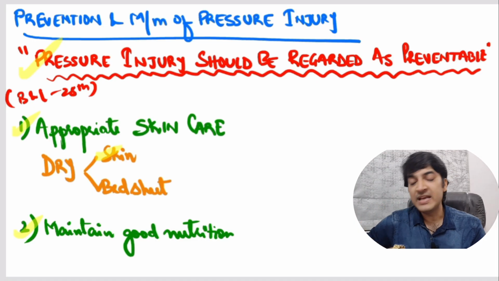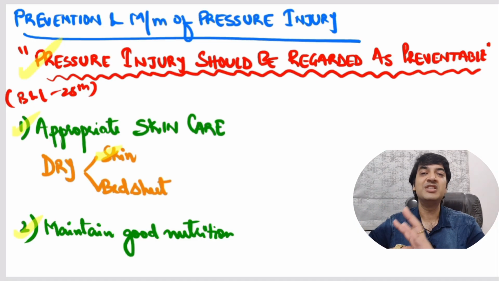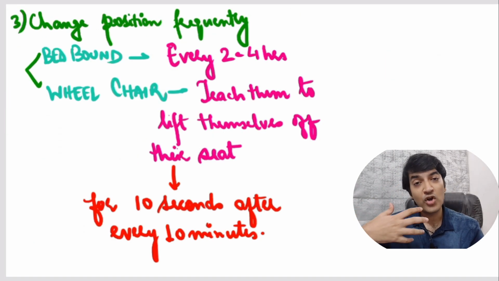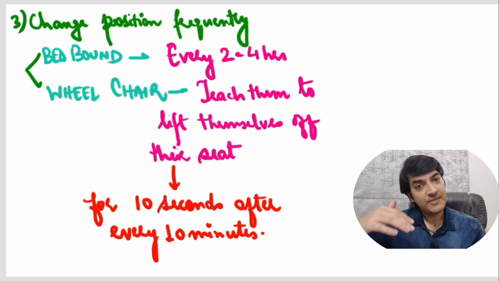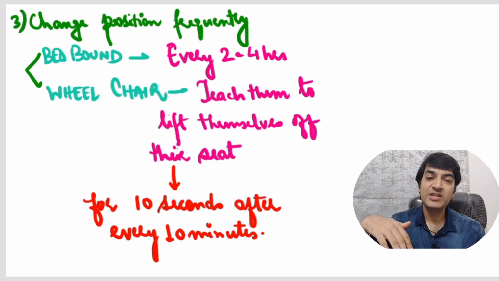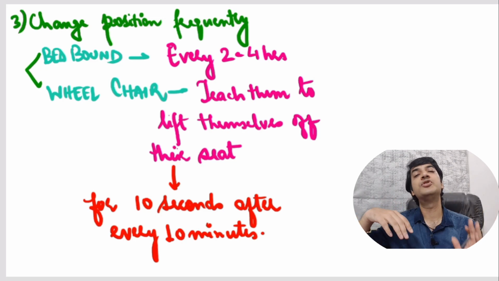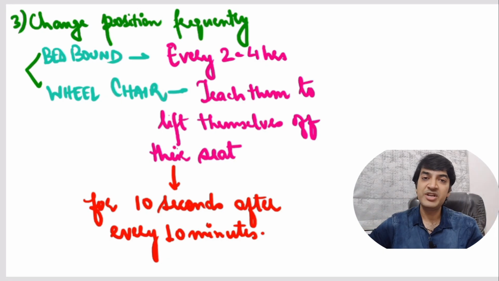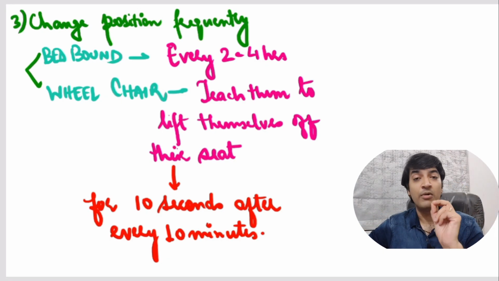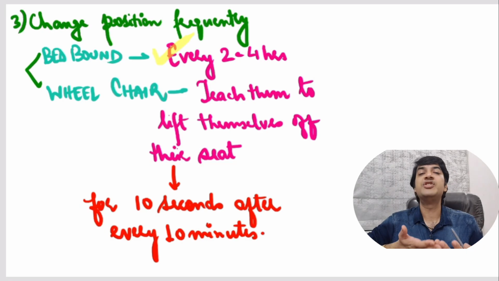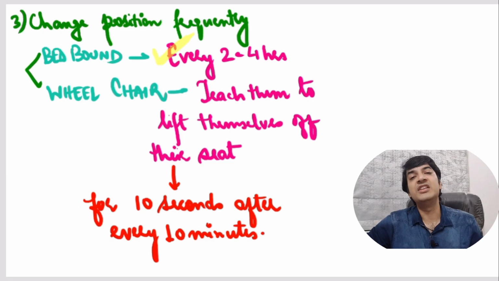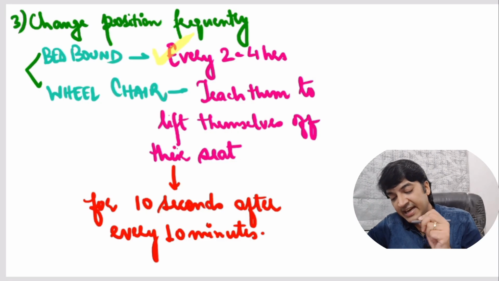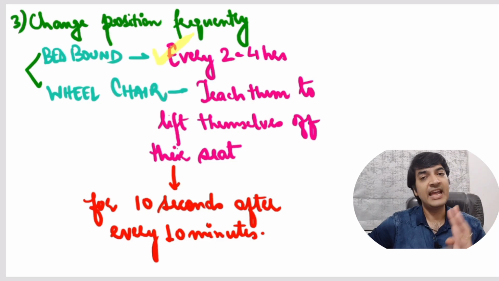Next thing that you need to know is that you need to change the positions very frequently. Frequently से मतलब ये बेटा, you have to avoid the development of constant external pressure. If the patient is bed bound, what should be the frequency of change? Yeah, every 2 to 4 hours you should change, that is turn the patient. So every 2 to 4 hours for a bed bound patient. If the patient is wheelchair bound, what you need to do is you need to teach the patient to lift himself up from the wheelchair after every 10 minutes. For how long? For 10 seconds. So for 10 seconds after every 10 minutes.